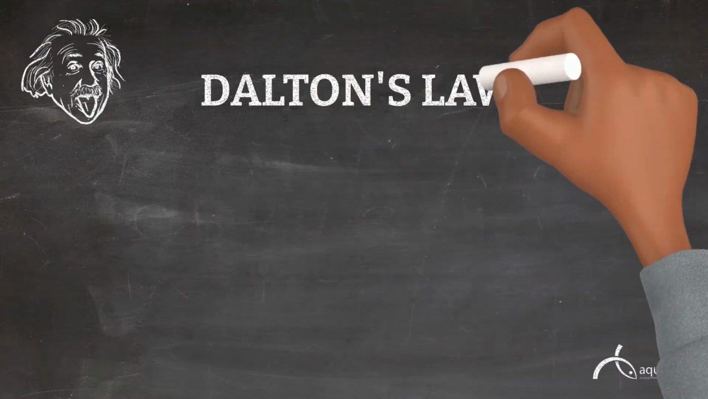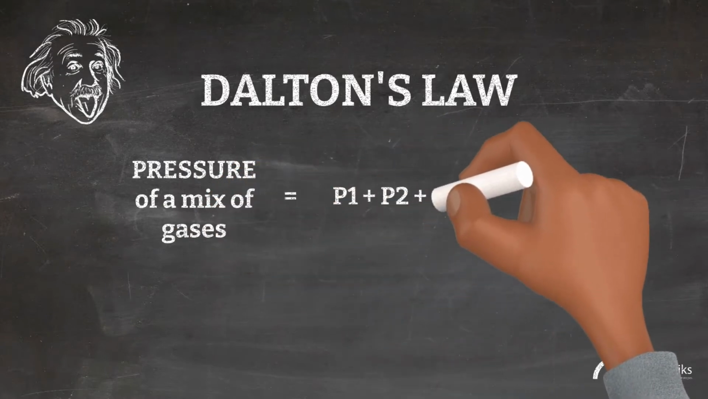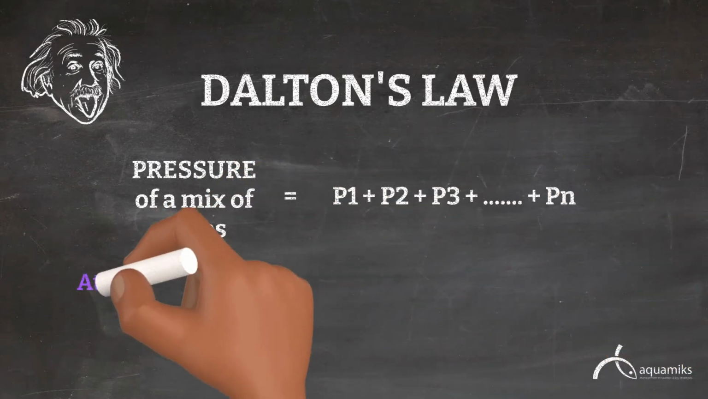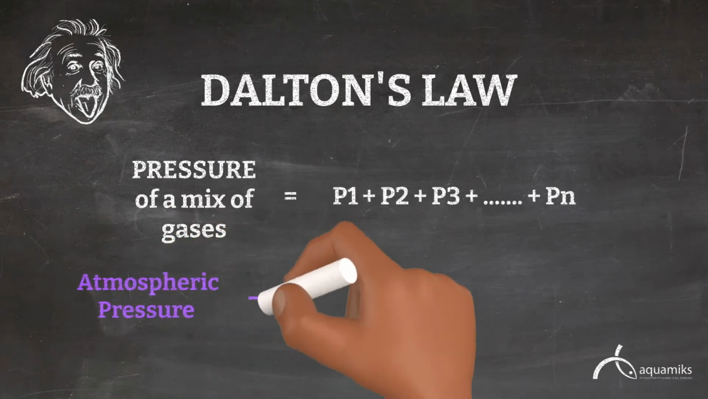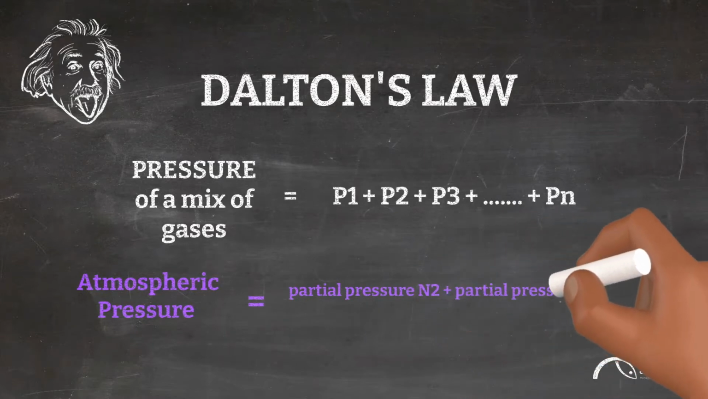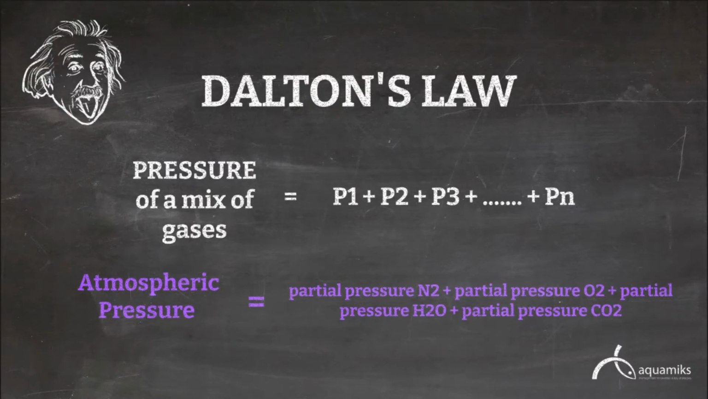First of all, Dalton's law states that, in a mixture of gases, the total pressure exerted is equal to the sum of the partial pressures of the individual gases. Air is a mixture mainly of nitrogen, oxygen, water vapor and a little CO2. So the atmospheric pressure equals the sum of the partial pressure of nitrogen plus the partial pressure of oxygen plus the partial pressure of water vapor plus the partial pressure of carbon dioxide.